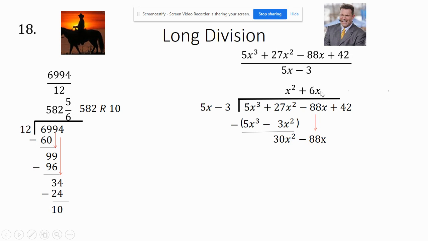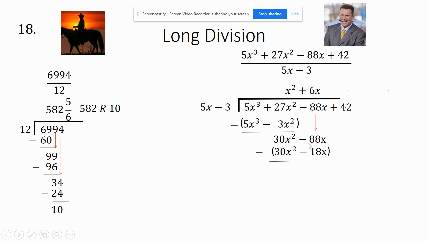These are all x's. And then just like over here, I took this 8 times 12, and it went into it 96 times. So I'm going to take the 6x times the quantity 5x minus 3. Well, 6x times 5x is 30x squared. And 6x times negative 3 is negative 18x. Like I had this 99 minus 96, and then you subtracted them. I'm going to do the same thing here.